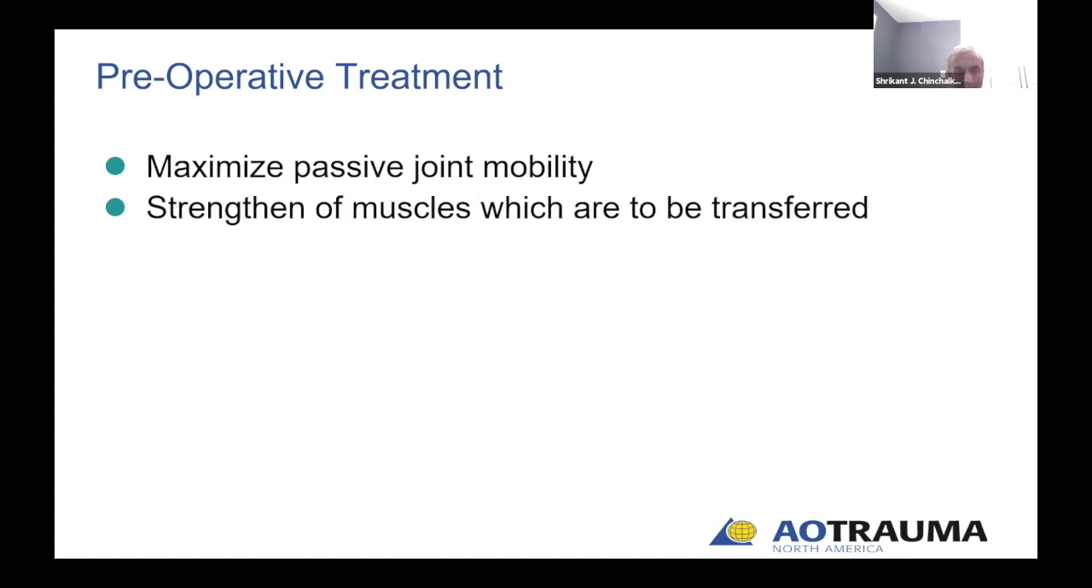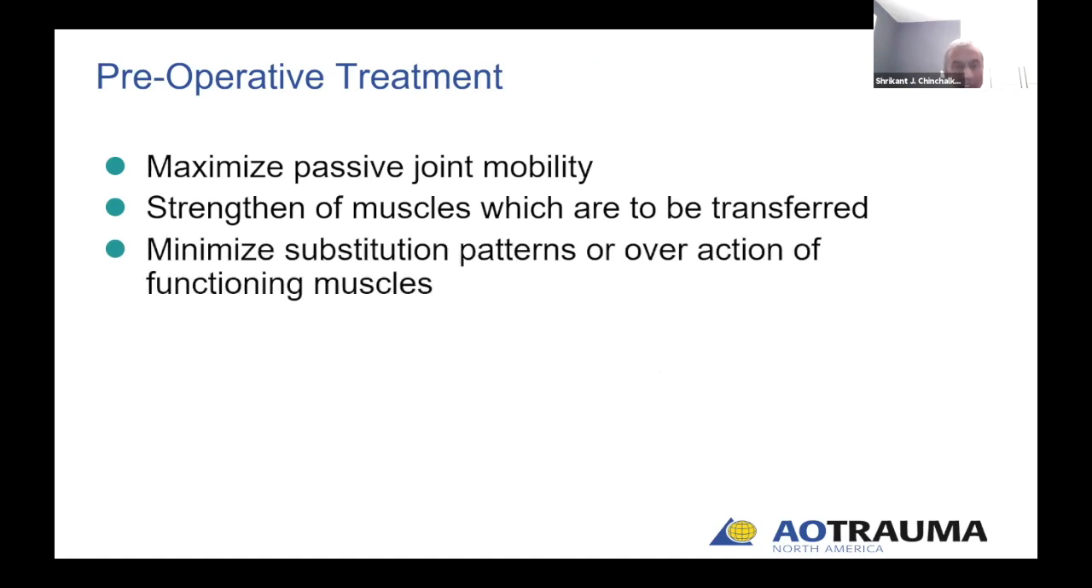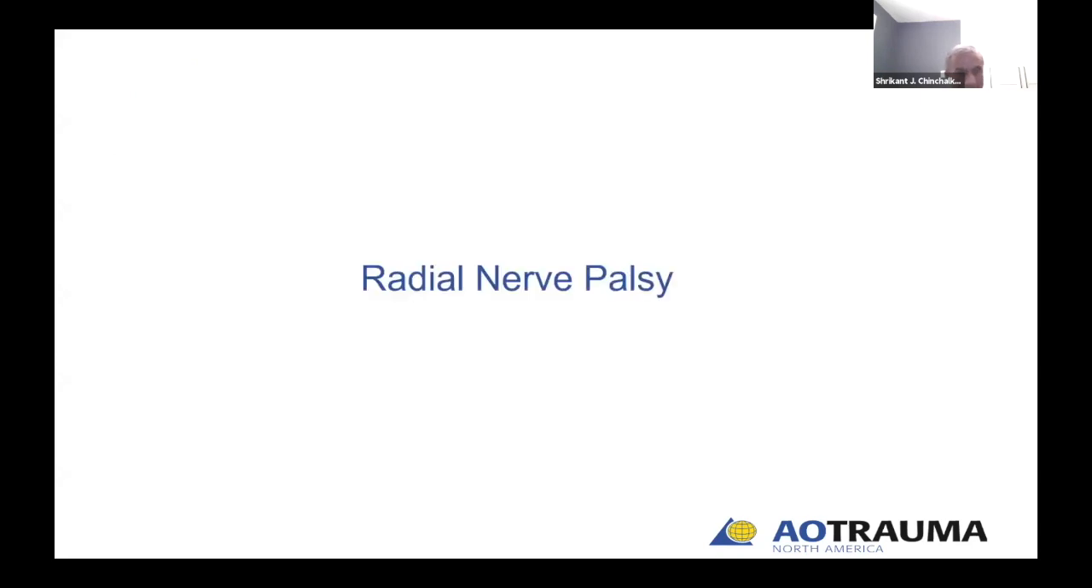We would like to strengthen the muscles which are to be transferred for a specific purpose. We want to minimize substitution pattern or overaction of the functioning muscles. And of course, these patients will require corrective splinting until we have desired mobility of the joints as well as desired functioning of the muscles that need to be transferred.